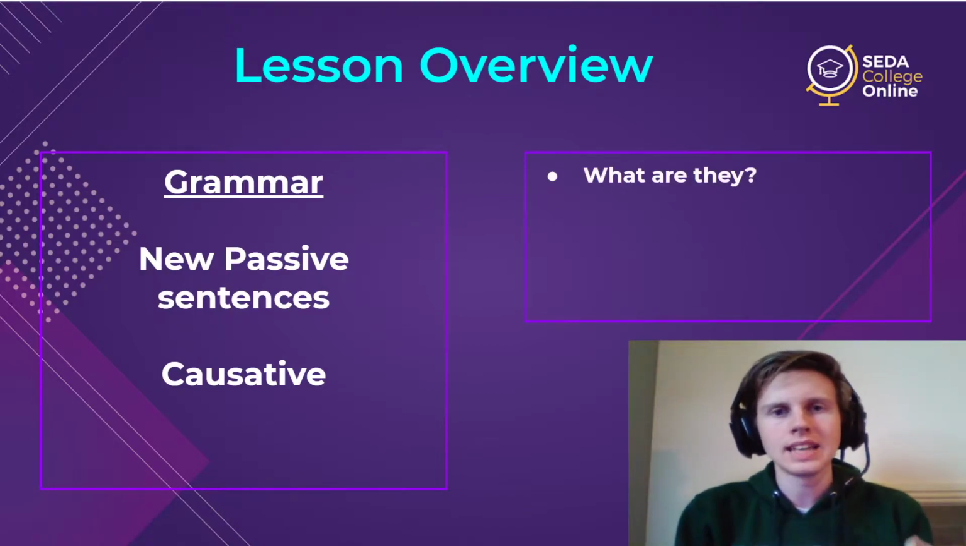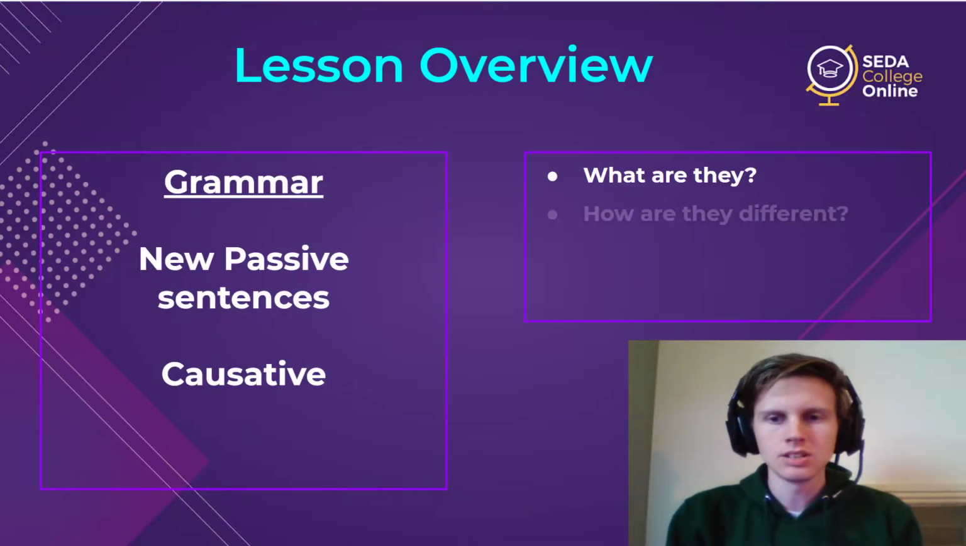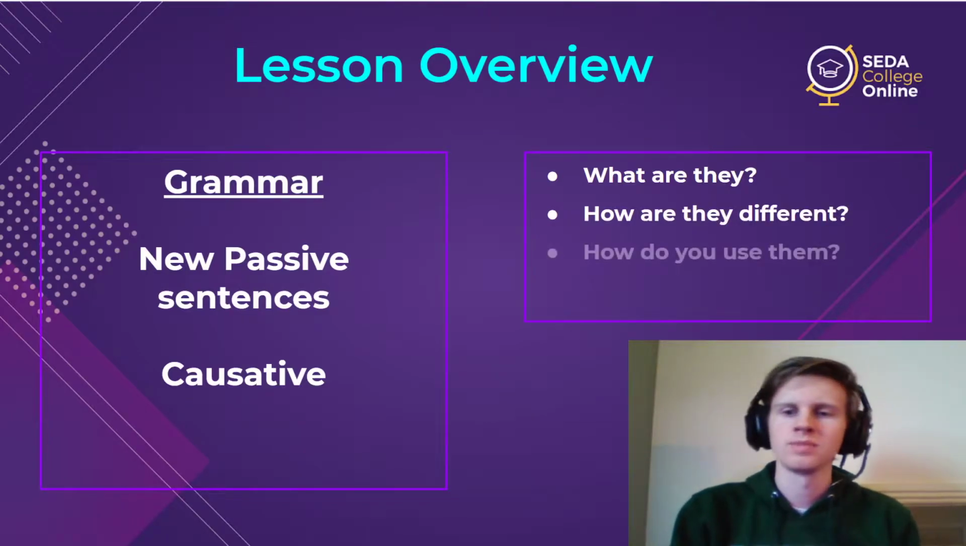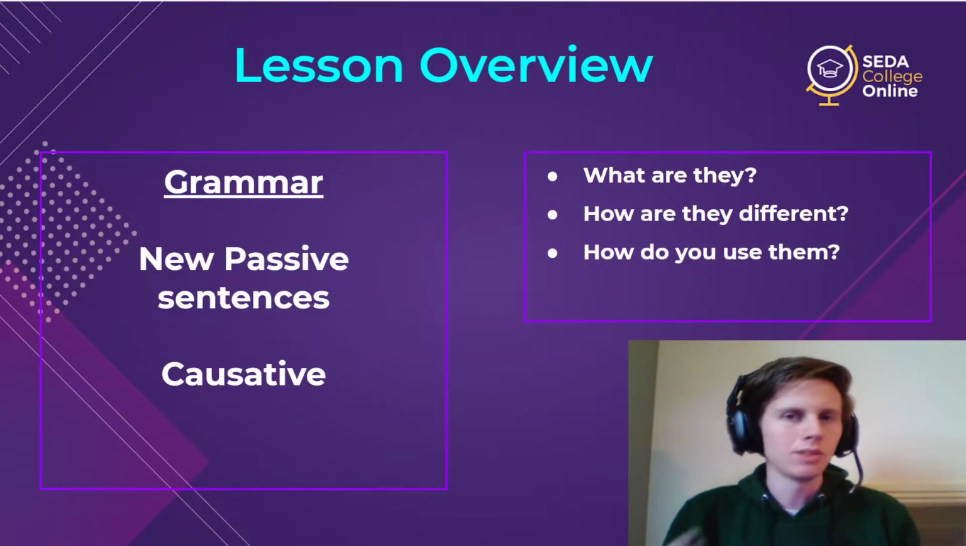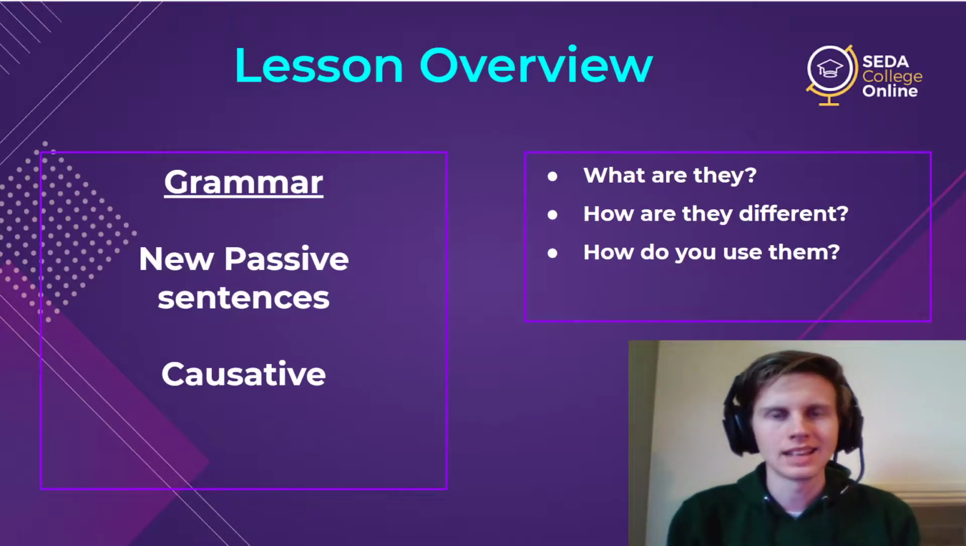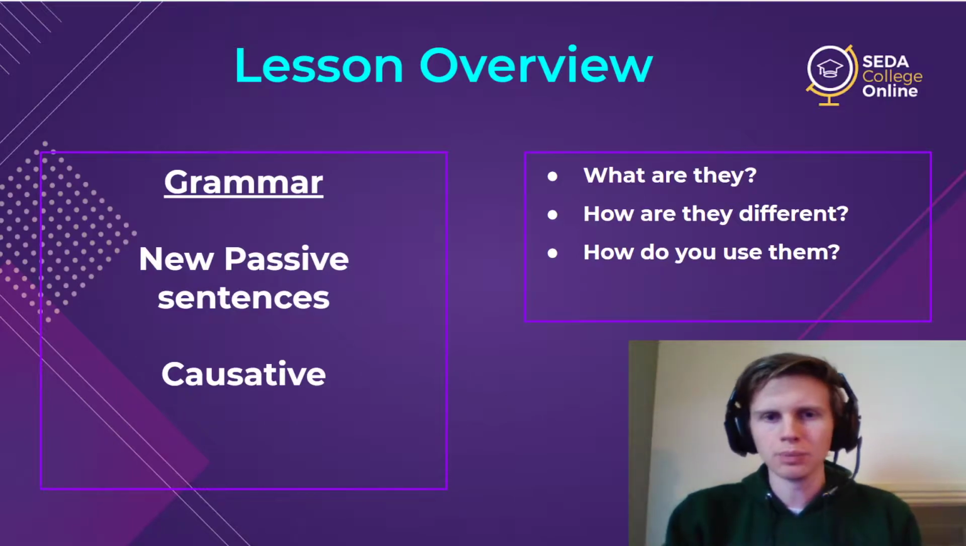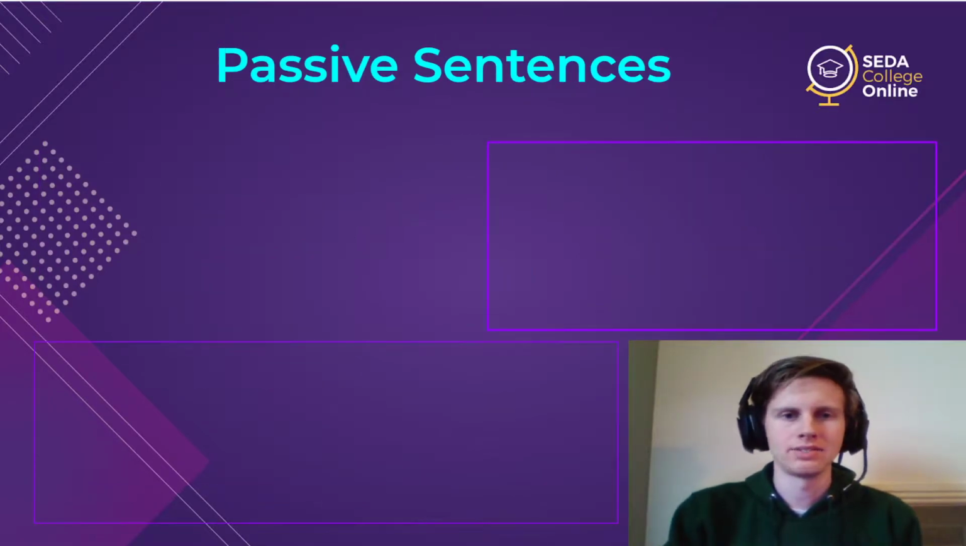I'm going to try to answer, what are they? What are causative sentences? How are they different from a regular passive sentence? And then how do you use them? How do English speakers use them? How would you use it in your daily life? Those are going to be the three questions I want to focus on today. So as I said, let's begin with that review of the passive.